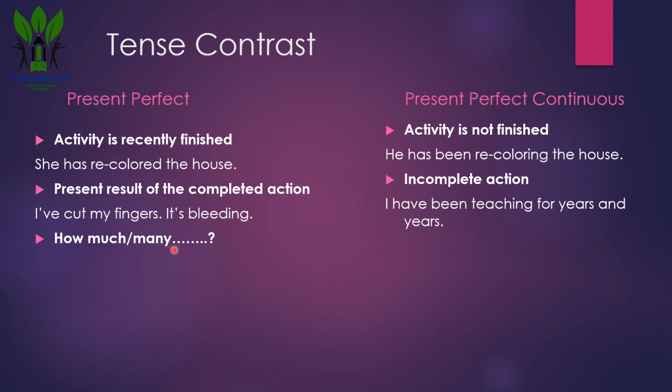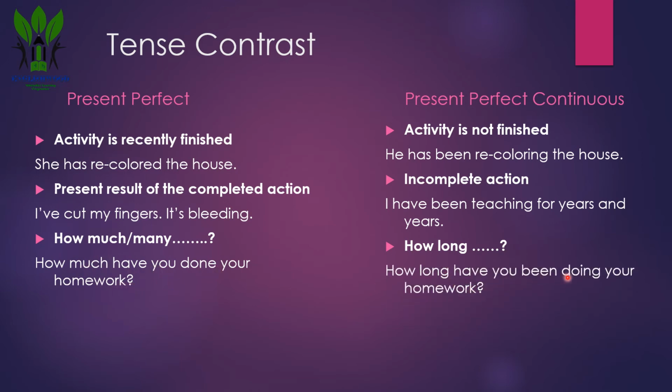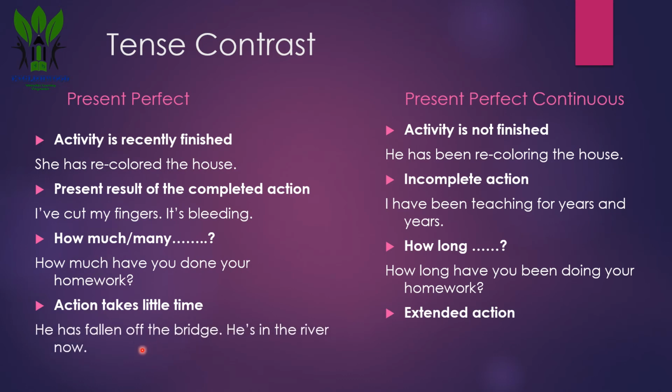How much and how many are basically used with the present perfect tense. How long is used with the present perfect continuous tense. Look at the example. How much have you done? How much homework have you done? Whereas, how long have you been doing your homework? Action takes little time. Extended action. Action takes little time. He has fallen off the bridge. He is in the river now. Now she has been running, her clothes are soaked. So this is the difference between present perfect and present perfect continuous tense.